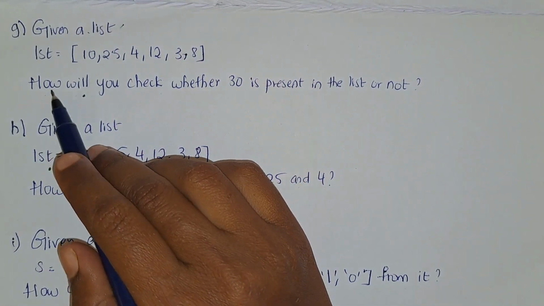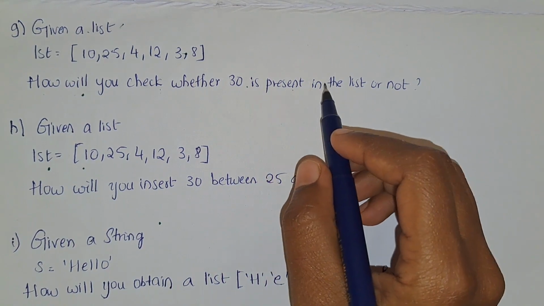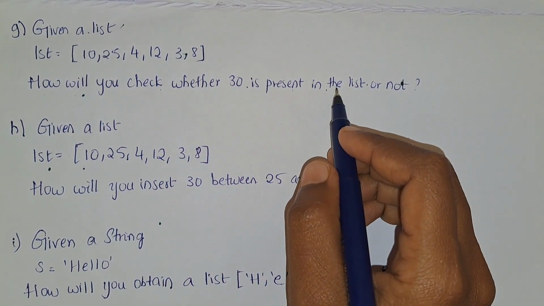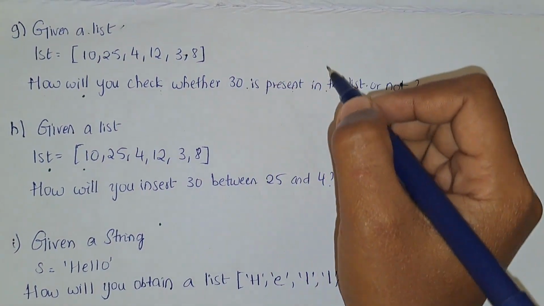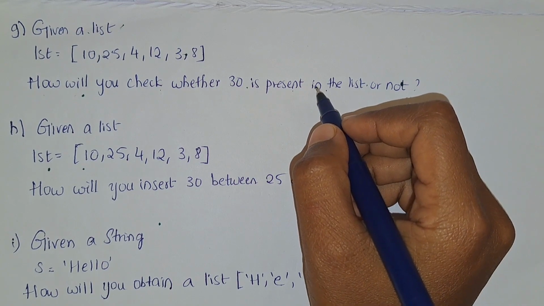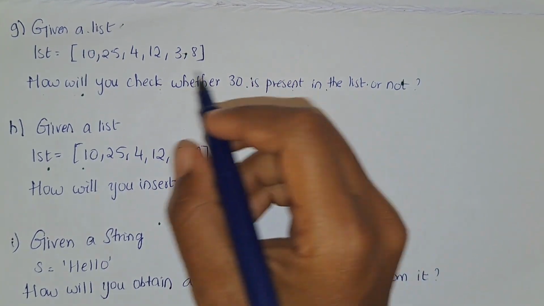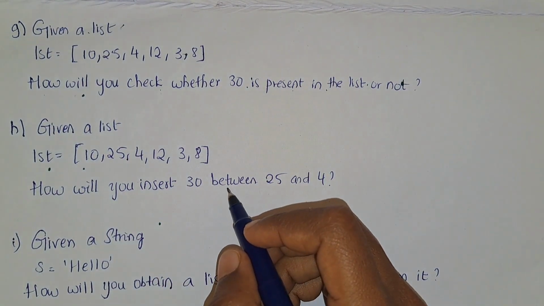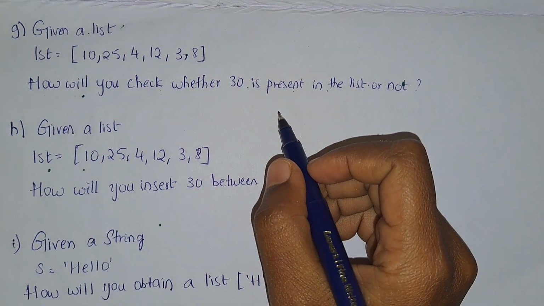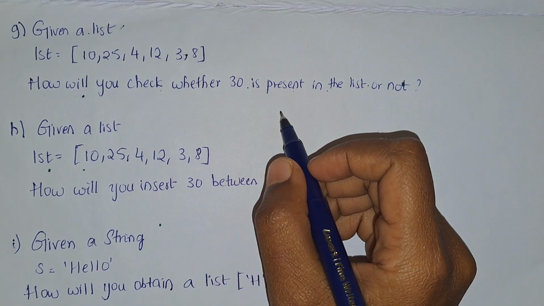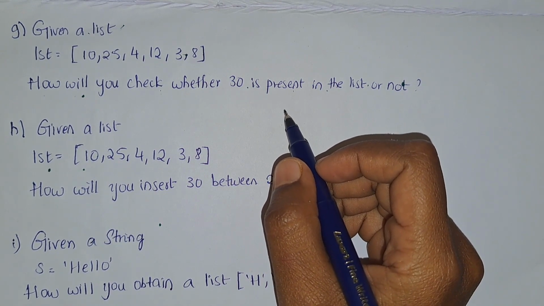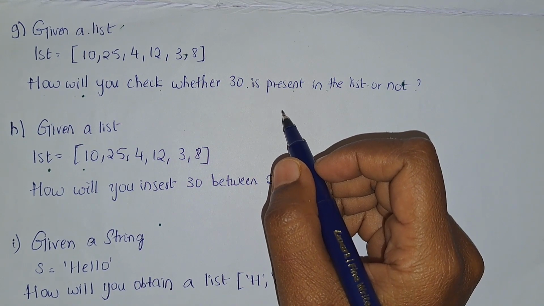In the next question, they have given a list containing some elements. Here the question is, how will you check whether 30 is present in the list or not? To perform this operation, you have to know the membership operators, to check whether the given element is present in the list or not. If you don't know the concept regarding membership operators, I'll mention the link of that video in the description. Go and check out and watch that video, then come to this question.